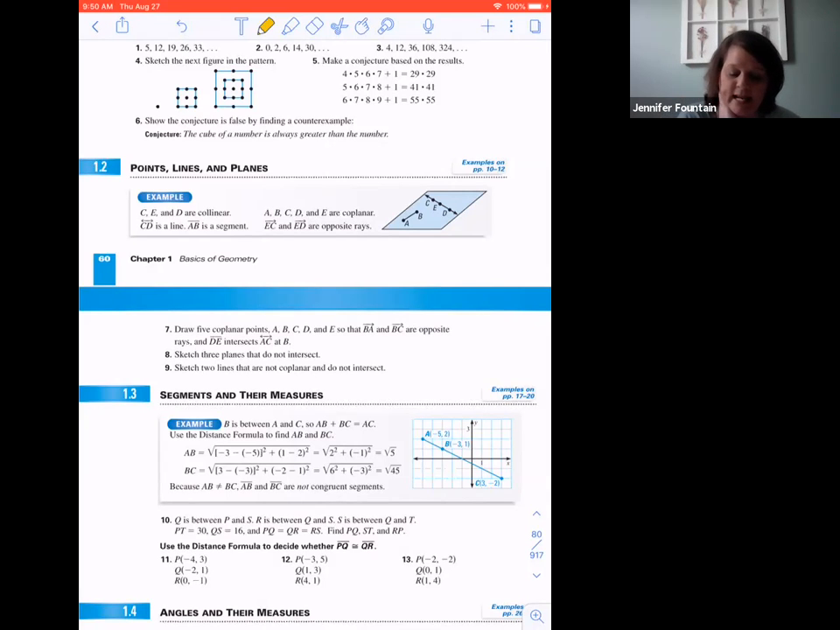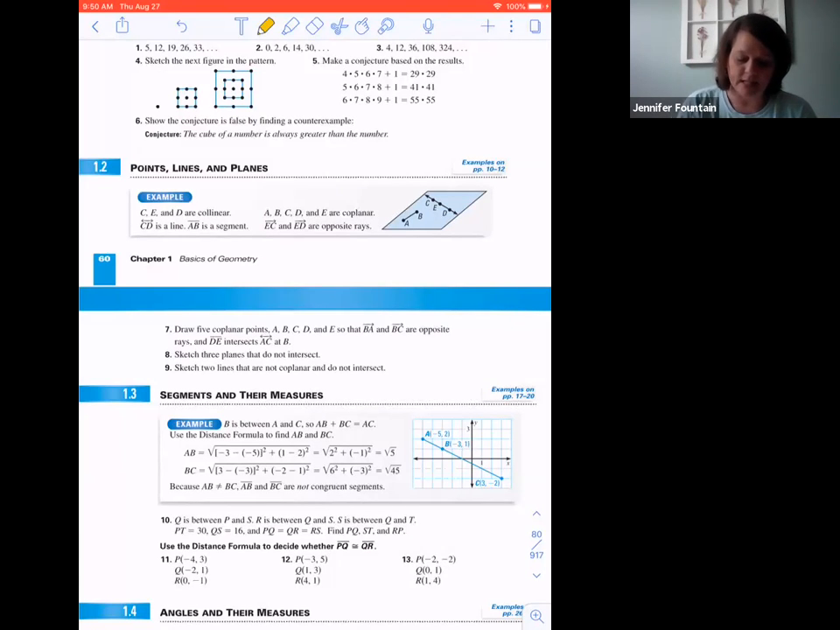A, B, C, D, and E are coplanar. They are all located in the same plane. Ray EC and ray ED are opposite rays, and we can see where those opposite rays meet at point E to form a straight line. Okay.